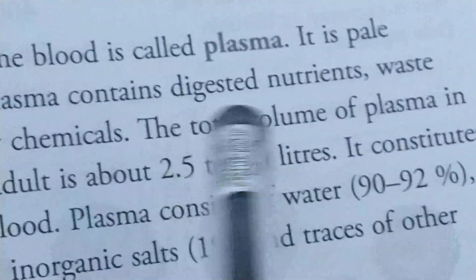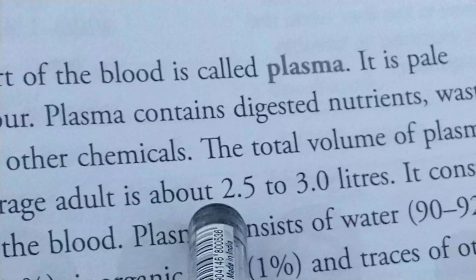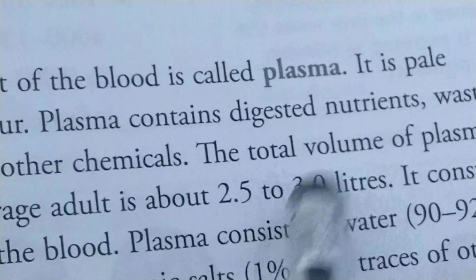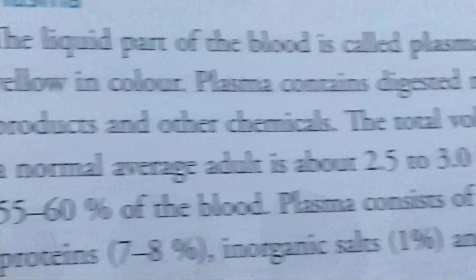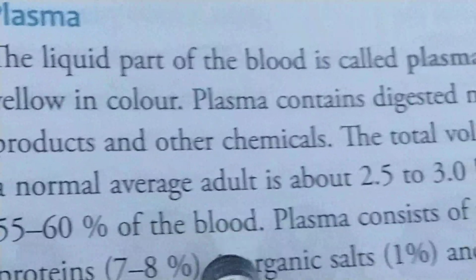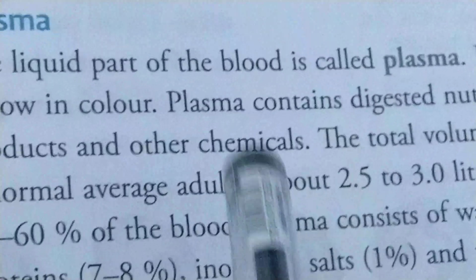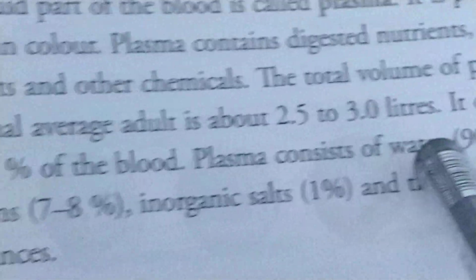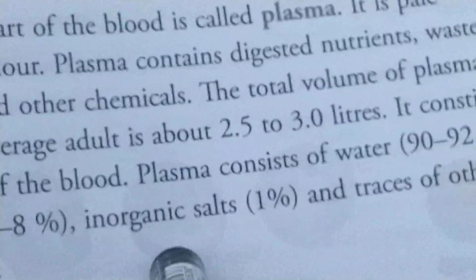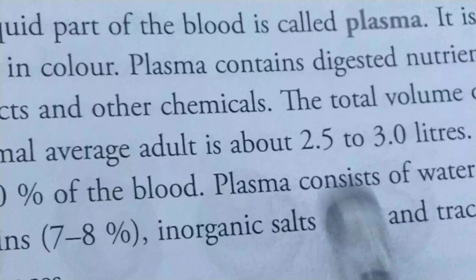The total volume of plasma in a normal average adult is 2.5 to 3.0 liters. मतलब 2.5 से 3 लीटर होता है प्लाज्मा का क्वांटिटी. And it constitutes 55 to 60% of the blood. Blood का जो नॉर्मली मात्रा होता है उसके अंदर 55 to 60% ही होता है प्लाज्मा. Plasma consists of water, proteins, inorganic salts and other substances, and the percentage is very important, so you should learn carefully.